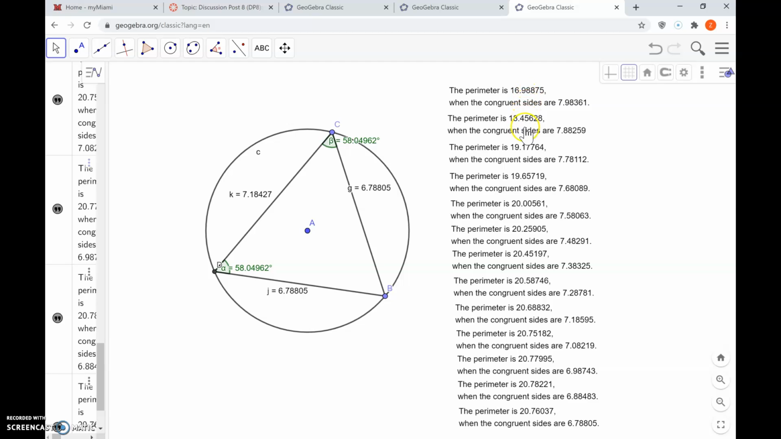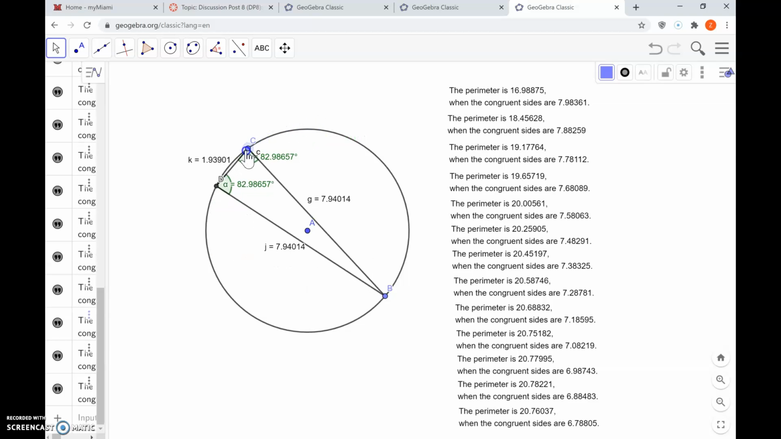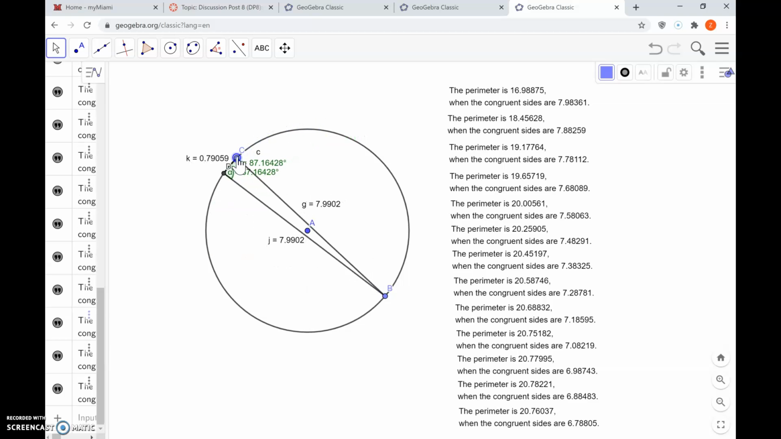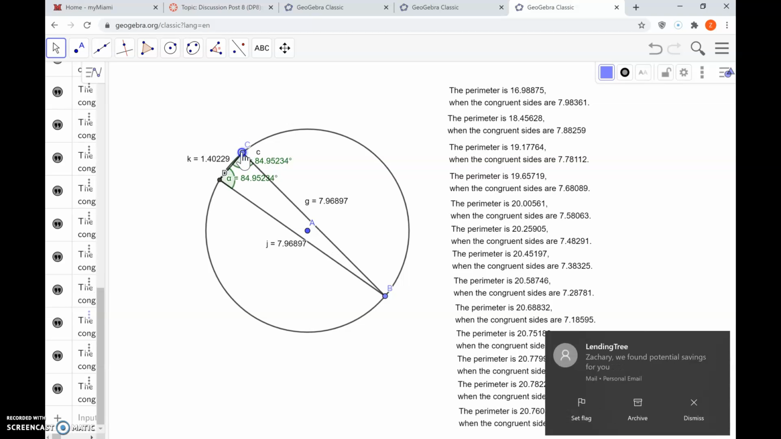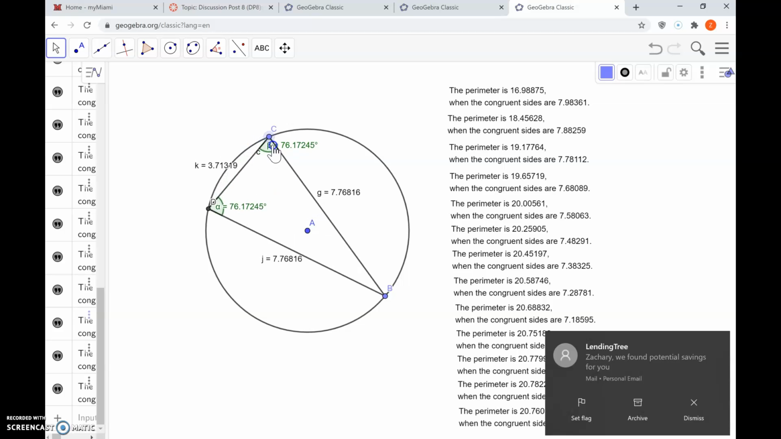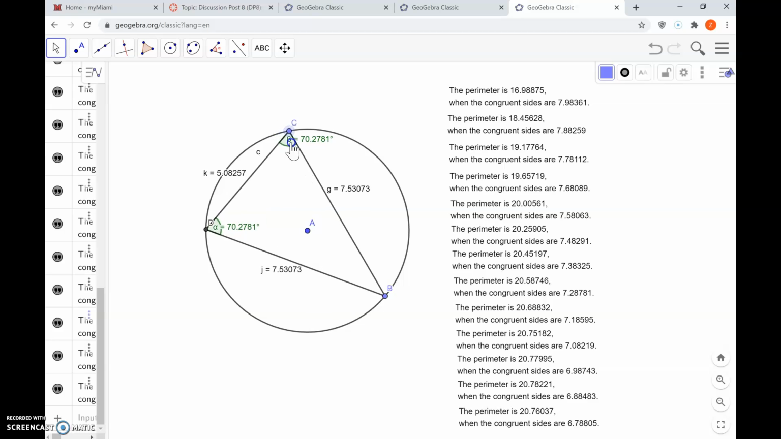And I noticed, okay, the perimeter is going up. So I kept moving my point C here. We started way up here where I could get almost the longest possible segments on each side. Then I just started working back and going like this. I subtracted 0.1 from the congruent sides each time and noticed that it kept going up.